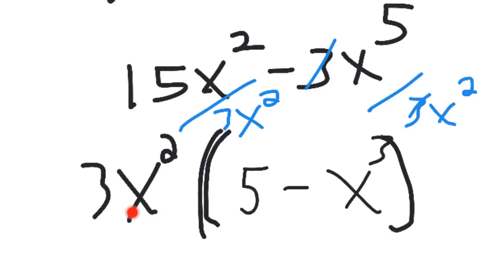And the other thing to note is that whatever you do in math, you should be able to reverse your step and get the same thing. If I multiply 3x squared times 5, I get 15x squared. 3x squared times negative x to the third, that gives me negative 3x to the fifth.